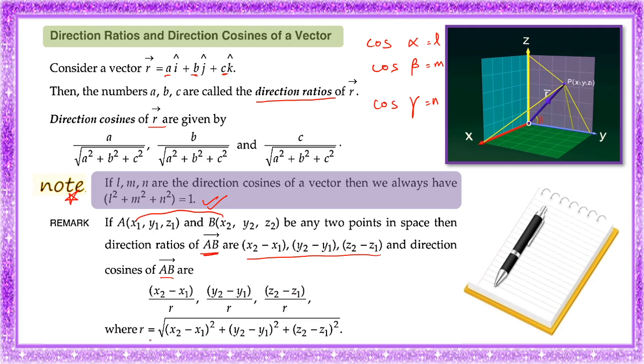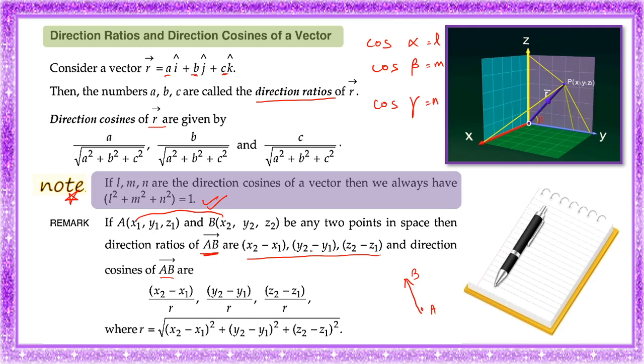And r will definitely be, do you remember the distance formula? Yes, it will be that only: under root of x2 minus x1 whole square plus y2 minus y1 whole square plus z2 minus z1 whole square, because this AB vector is the vector which is joining 2 points A and B. Say A and B are 2 points in space, and we have a vector AB which is joining these 2 points.